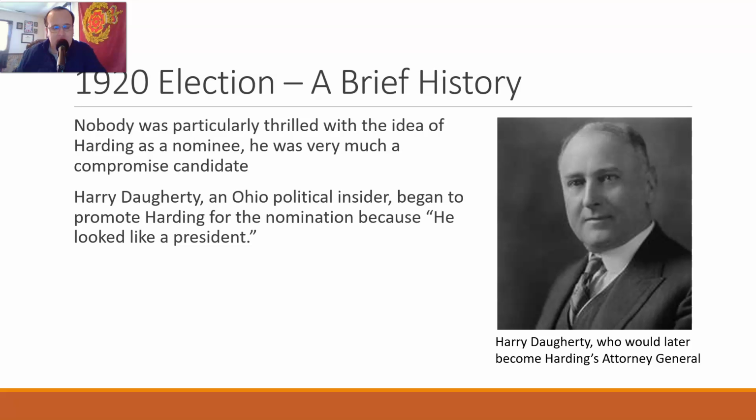So Harry Daugherty, pictured on the screen, an Ohio political insider and a friend of Harding's, began to promote Harding for the nomination because he looked like a president. And take it from me, folks have been nominated for and elected to office for a lot less than that, for looking like they could be a president or a governor or a senator or whatever it is. But Daugherty would go on to become Harding's attorney general, so he was rewarded for his service to the cause.